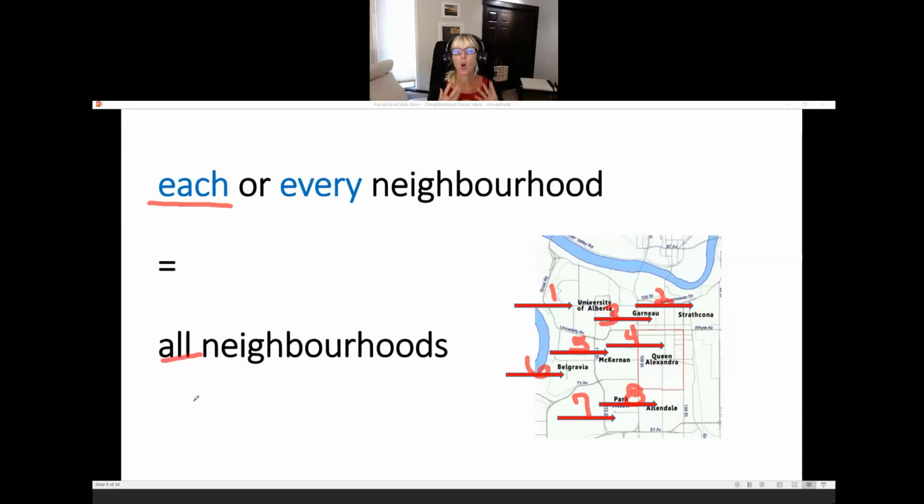I could say all these neighborhoods have houses, all of them, okay? Not all of these neighborhoods have apartments, but every neighborhood here, each neighborhood here has houses. I can also say each neighborhood has many streets. That's true. They all have streets. And each neighborhood here has sidewalks. So each or every mean all.